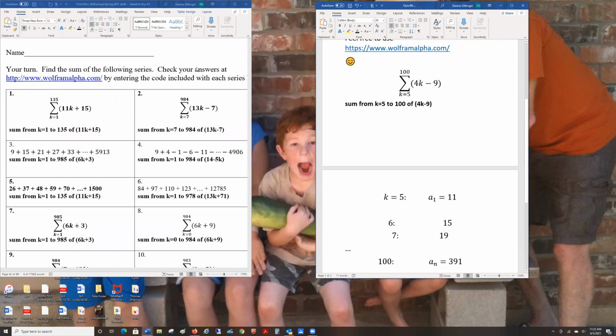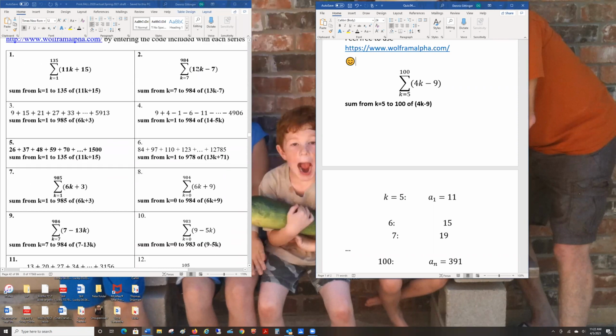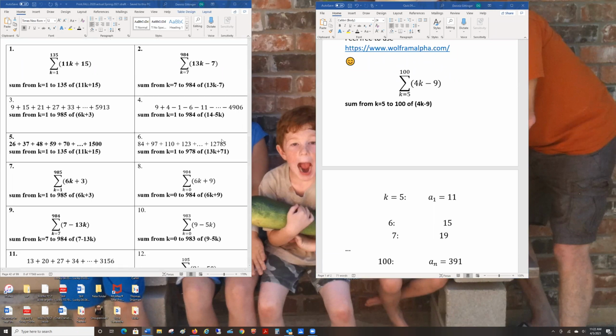Let's go to the lesson for today. An arithmetic series takes a number like 9 and then adds something: add 6, add 6, add 6, add 6 until you get to there. Or you could take a number and subtract 5, subtract 5, subtract 5 until you get to there. So adding and subtracting are covered by arithmetic series.